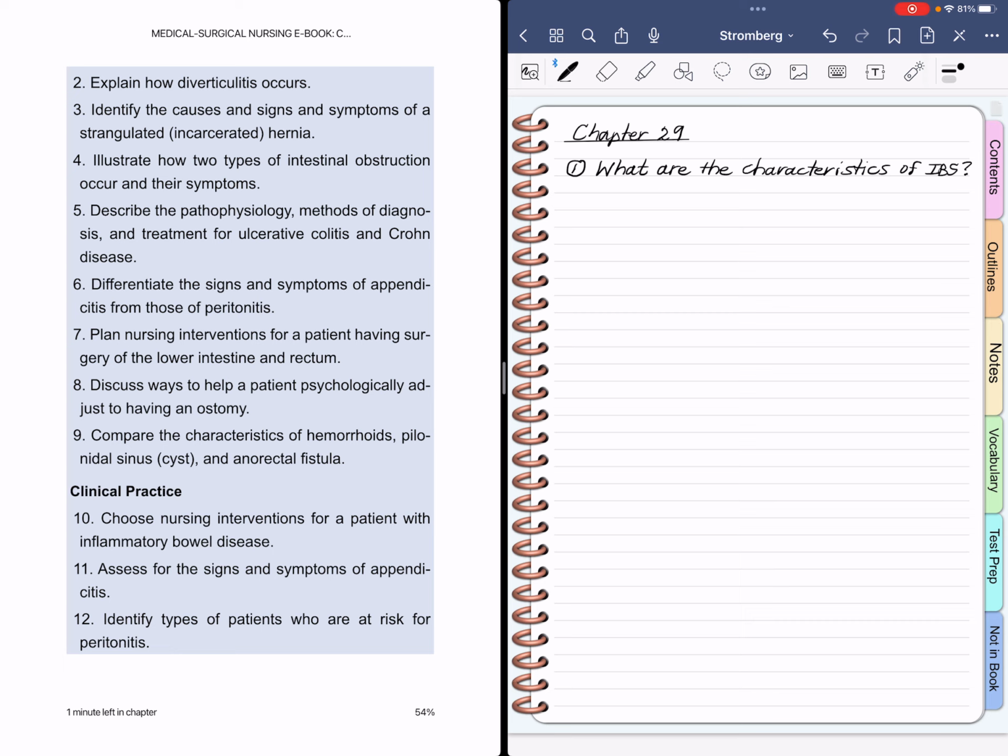Number 2, explain how diverticulitis occurs. So turn it into a question. How does diverticulitis occur? Well, it's an itis, so it's an inflammation. Okay.